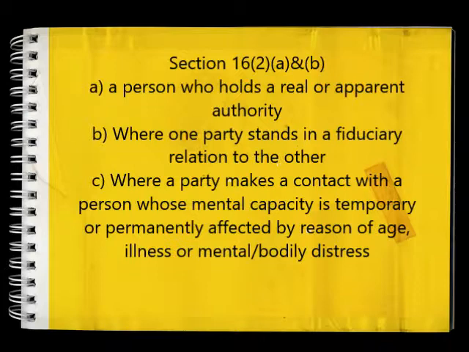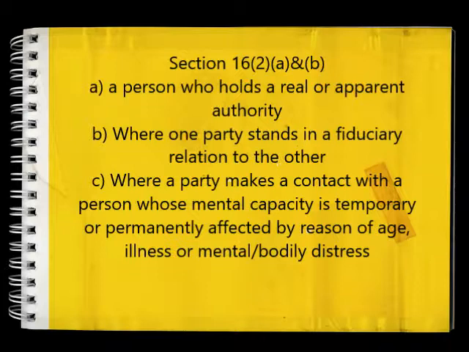First, when a person holds a real or apparent authority, for example, the relationship between master and servant, or police officer and the accused, or employer and employee. Second, when a person stands in fiduciary relation to the other. Fiduciary relation means a mutual trust and confidence. For example, relationship between a father and a son, or a doctor and a patient.